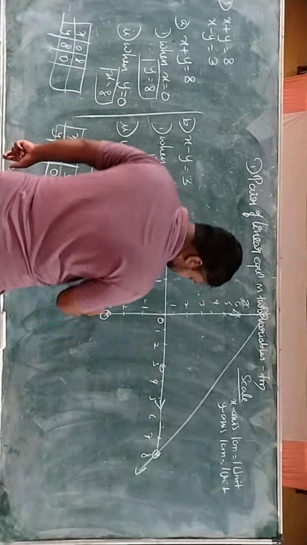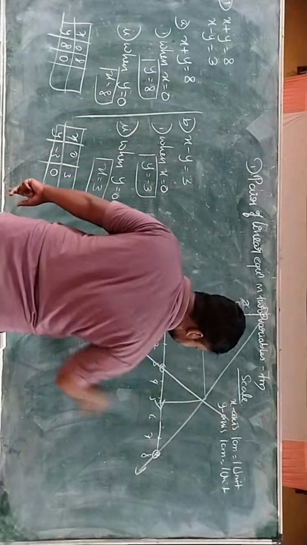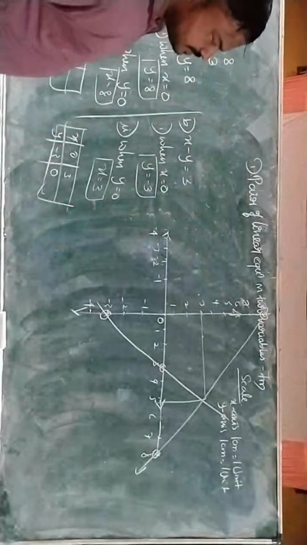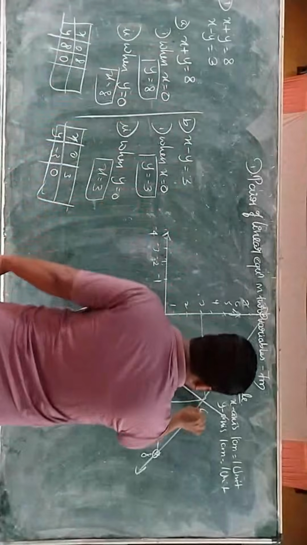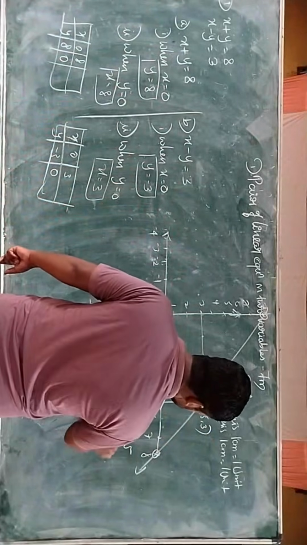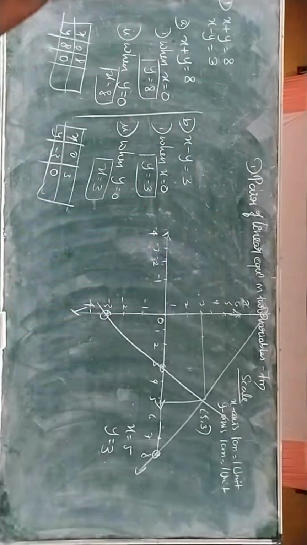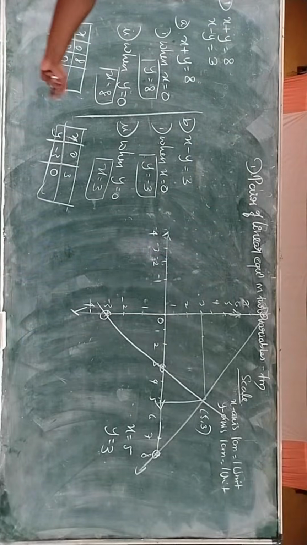Okay. So you can join these 2 points and extend. You will get 5 and 3 as answer. So right here 5 comma 3. Therefore x is equal to 5, y is equal to 3. This is your answer. Understood? Any doubts here? Simple calculation.